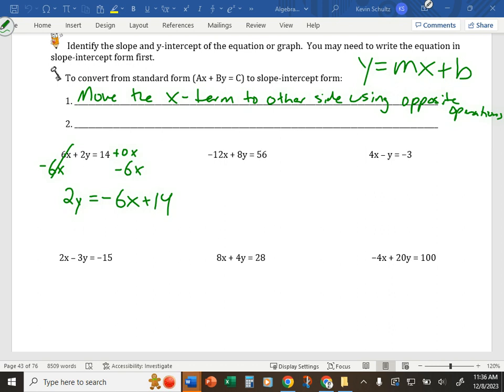The second step. What do you suppose it is? Anyone have any guesses? Knowing that we have to get y by itself here. Divide everything by the coefficient of y. Yes. Step 2. Divide each term by the coefficient to y.